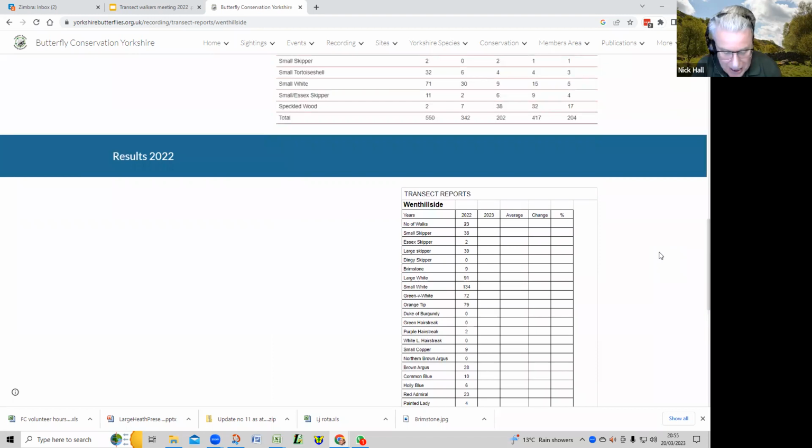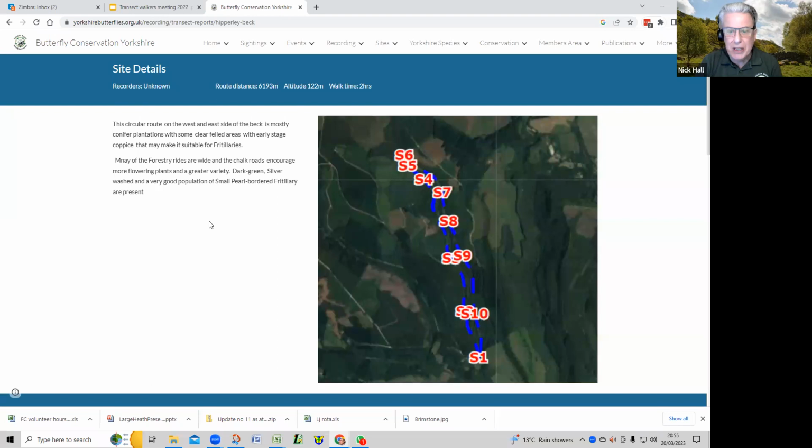Thank you. Hippily Beck, is Ian still with us? This is a new route that Ian has made. Its target is small pearl bordered fritillary, which, as you can see from the figures, is definitely getting towards the threatened end. It is in serious decline. Hippily Beck is in the Langdale Forest, not far from Ian's home. And it's a huge transect. It's 6 kilometers and takes 2 hours to walk. It has to be one of our longest walks.